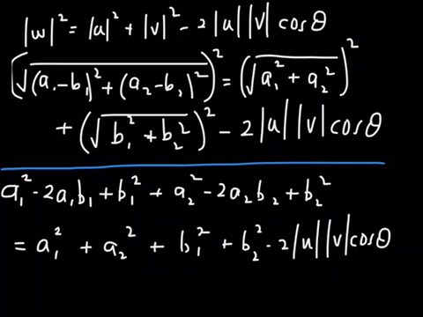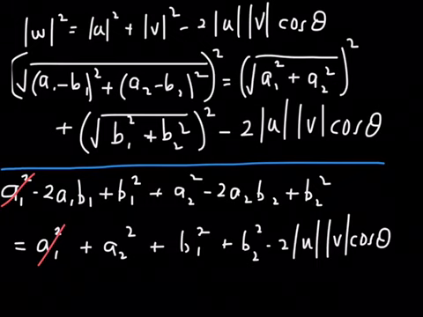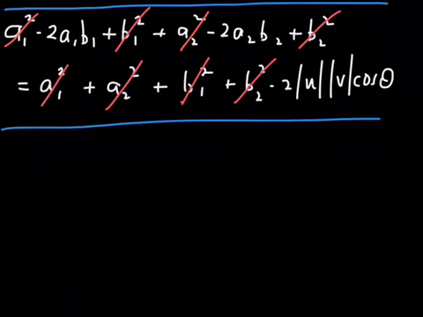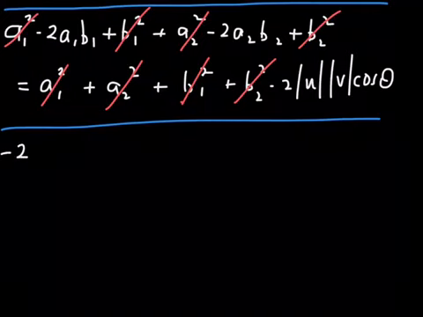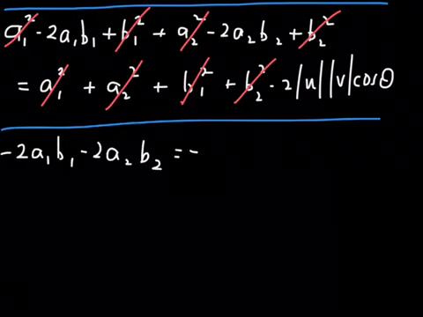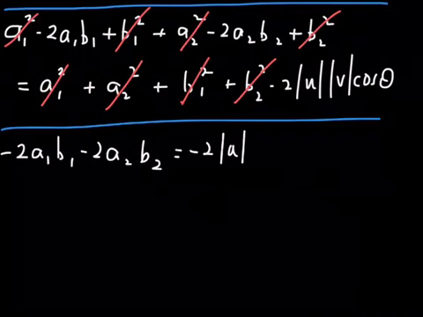Now notice that you've got a sub 1 squared on the left and an a sub 1 squared on the right, so they cancel. Furthermore, a sub 2 squared on the left and a sub 2 squared on the right cancel. In addition, b sub 1 squared on the left and b sub 1 squared on the right. B sub 2 squared on the left, b sub 2 squared on the right. Now that leaves me with negative 2 a sub 1 b sub 1 minus 2 a sub 2 b sub 2. That's all I'm left with on the left, equal to negative 2 times the magnitude of vector u times the magnitude of vector v times cosine of angle theta.